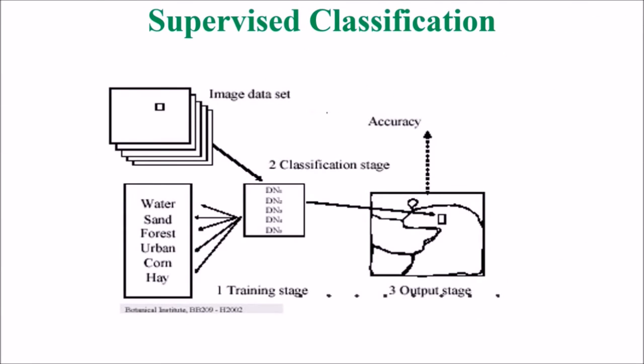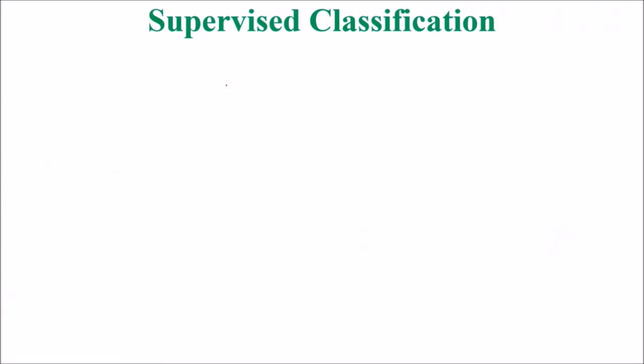In the supervised classification, this is your image data set. These are the classes. You know what the classes are. So what you do here is, you have a training stage first of all. In the training stage, you give the digital numbers or the spectral signature of water, sand, forest, urban, corn, hay. And then this image data is subjected to these already trained samples, and then this is the output stage, and then you go for the accuracy.